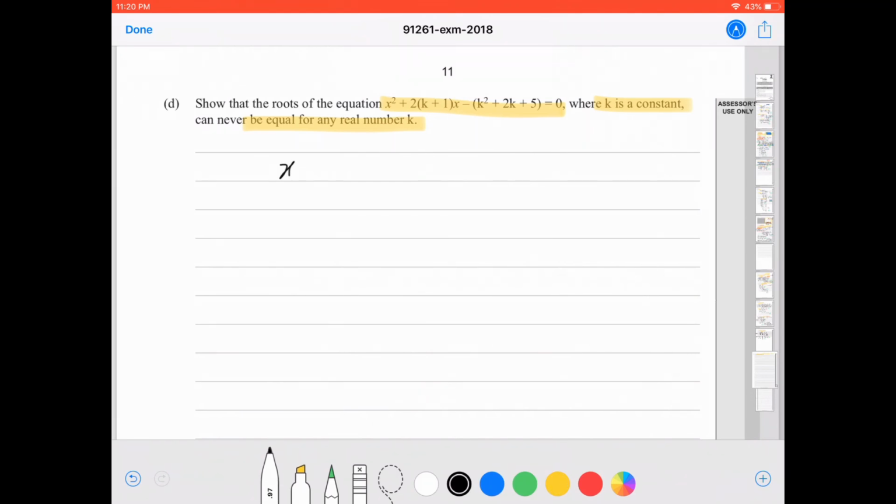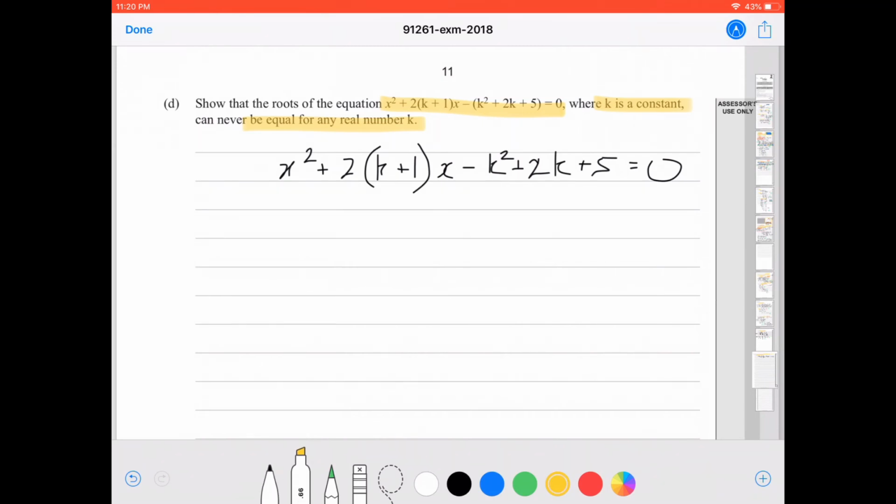Okay, so we've got this equation, x squared plus 2k plus 1 times x minus k squared plus 2k, so it's a long function, 2k plus 5, and this equals 0. So what's going on here? K is a constant. It says show that the roots can never be equal for any real number k. Well, this first part, can never be equal. Not highlight, let's use red pen. Can never be equal. And so this question here, we are going to be using the discriminant.